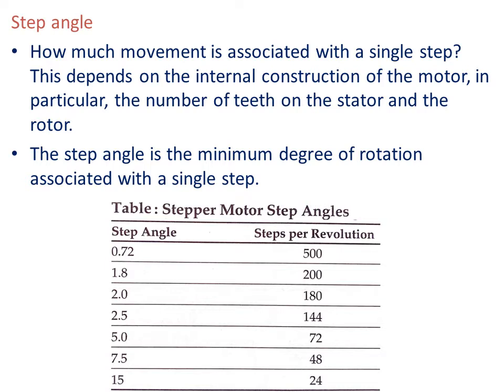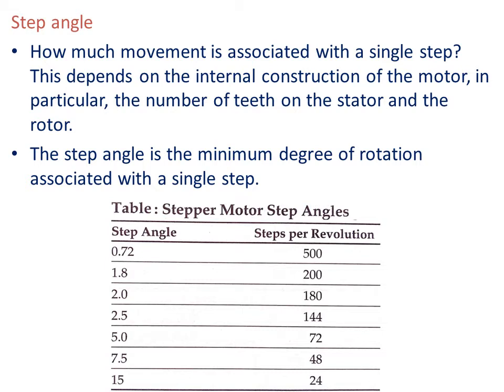The table shown here shows some step angles for various motors. If you look at the table, a step angle of 0.72 produces 500 steps per revolution, a step angle of 1.8 produces 200 steps per revolution, and a step angle of 2 produces 180 steps per revolution. Some other values are also shown in the table.